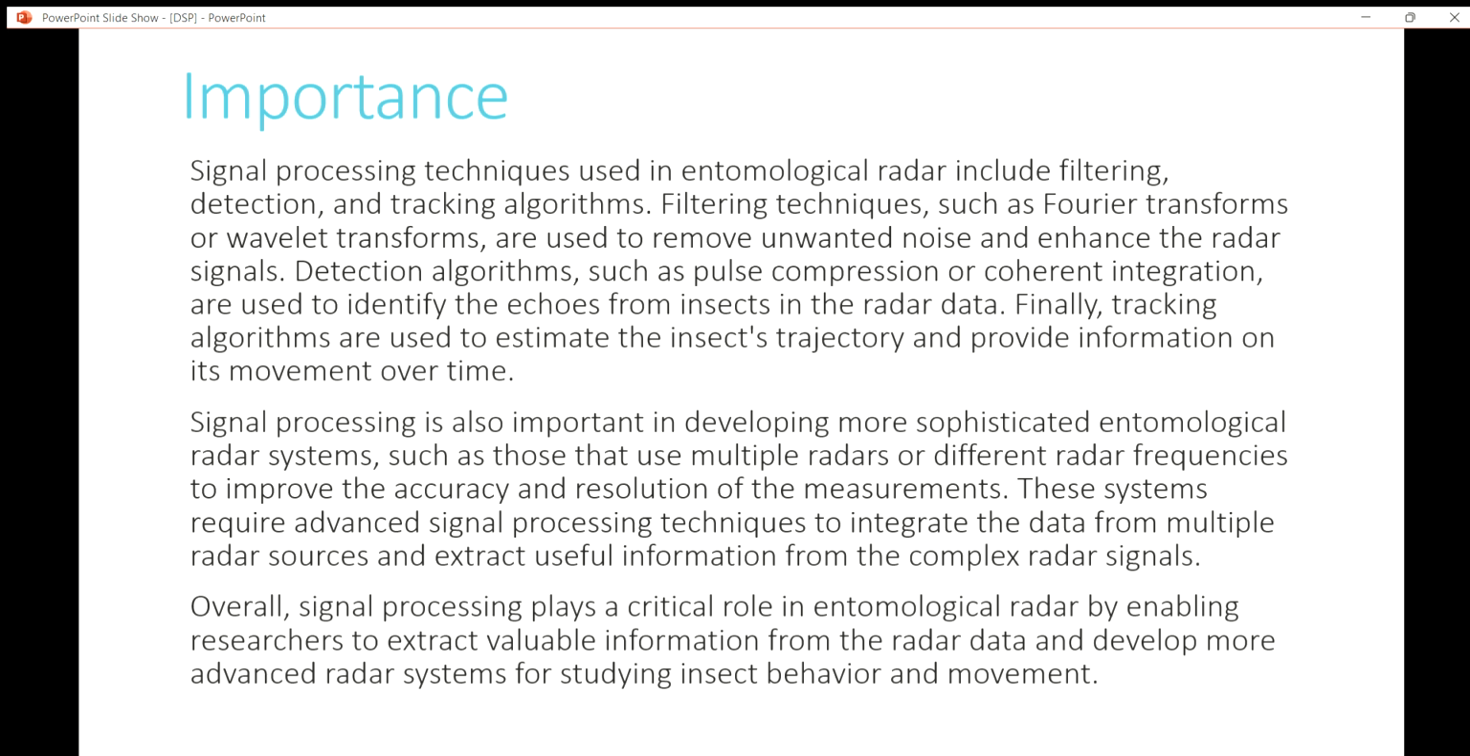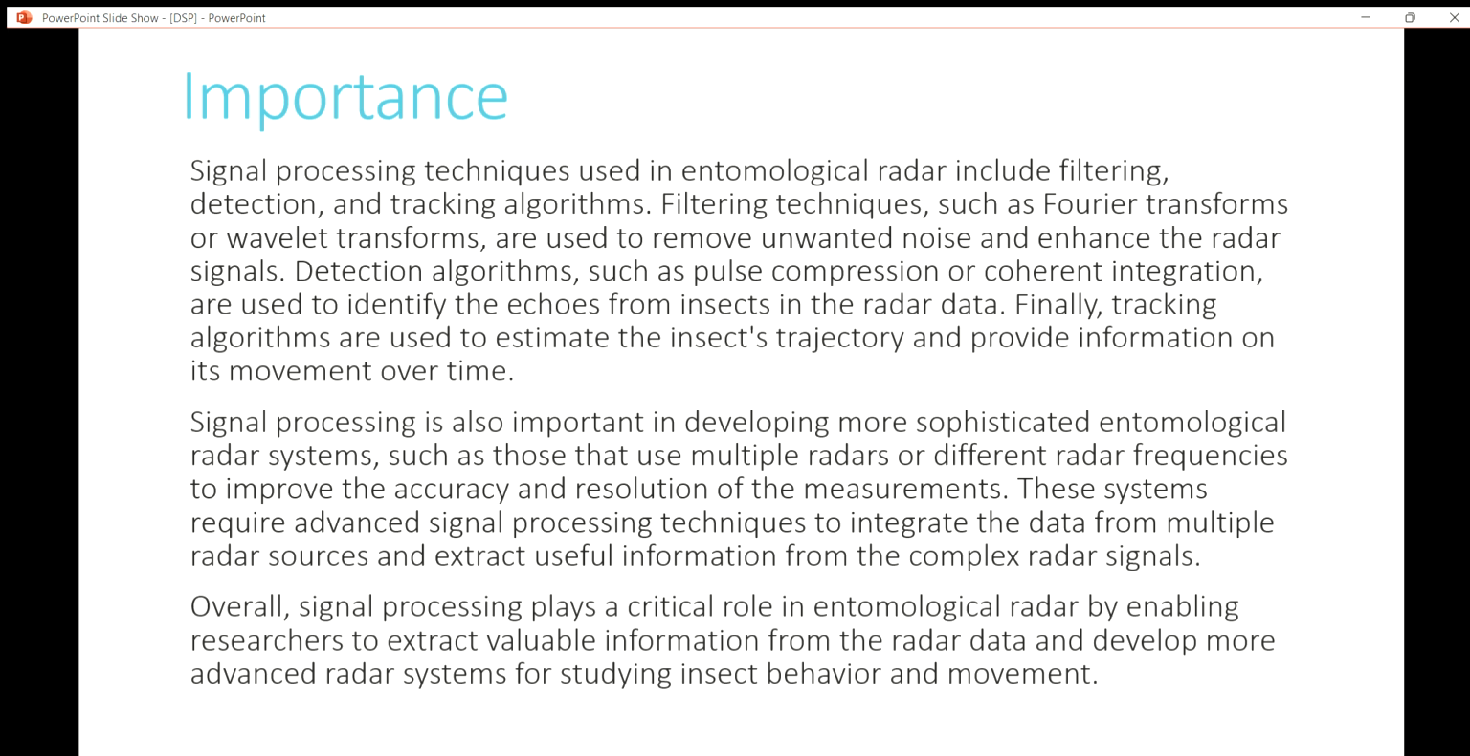And signal processing is also important in developing more sophisticated entomological radar systems, such as those using multiple radars or different radar frequencies to improve the accuracy and resolution of the measurements. And these systems require advanced signal processing techniques to integrate the data from multiple radar sources and extract useful information from the complex radar signals. Overall, we can say that signal processing plays a crucial role in entomological radar by enabling us to extract valuable information from the radar data and develop more advanced radar systems for studying insect behavior and movement.